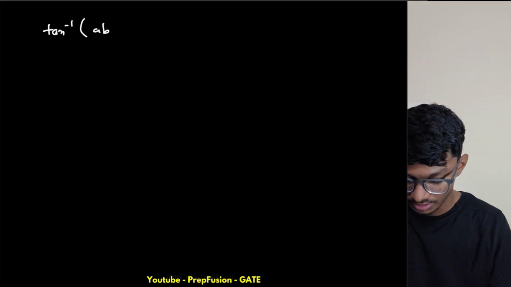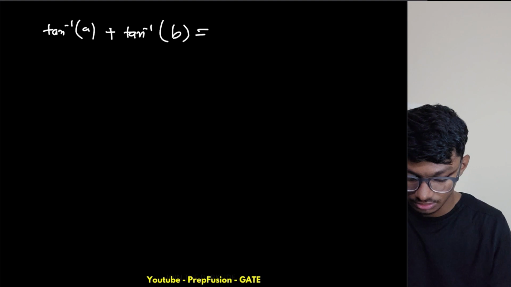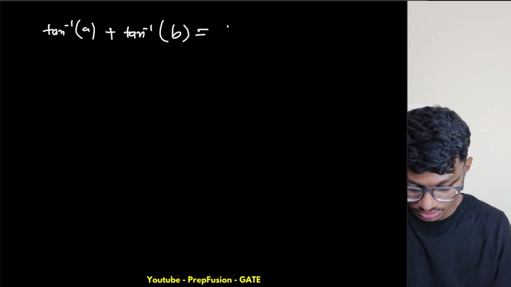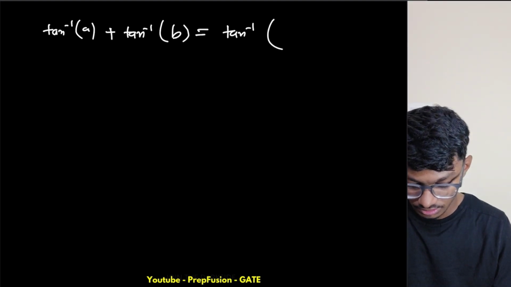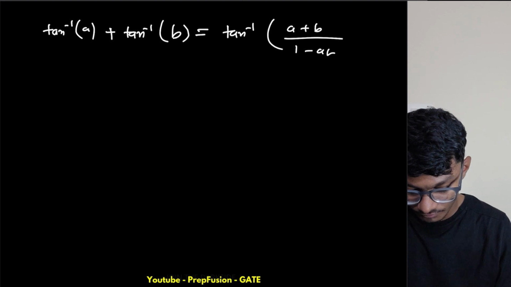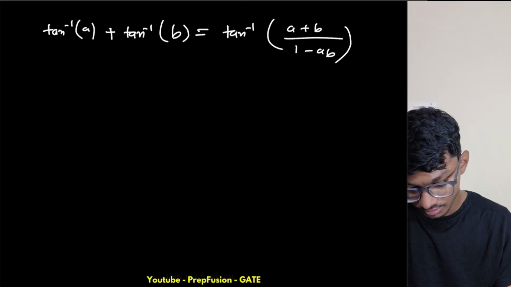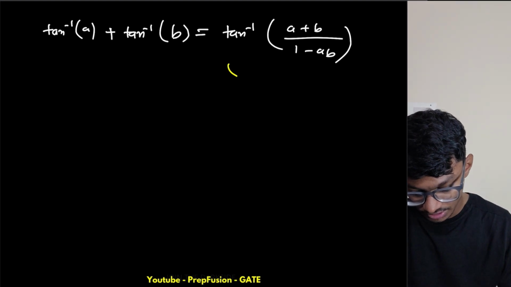Let's say I have tan inverse a plus tan inverse b. So what is the equivalent angle of this one? It is tan inverse of (a plus b) divided by (1 minus ab).